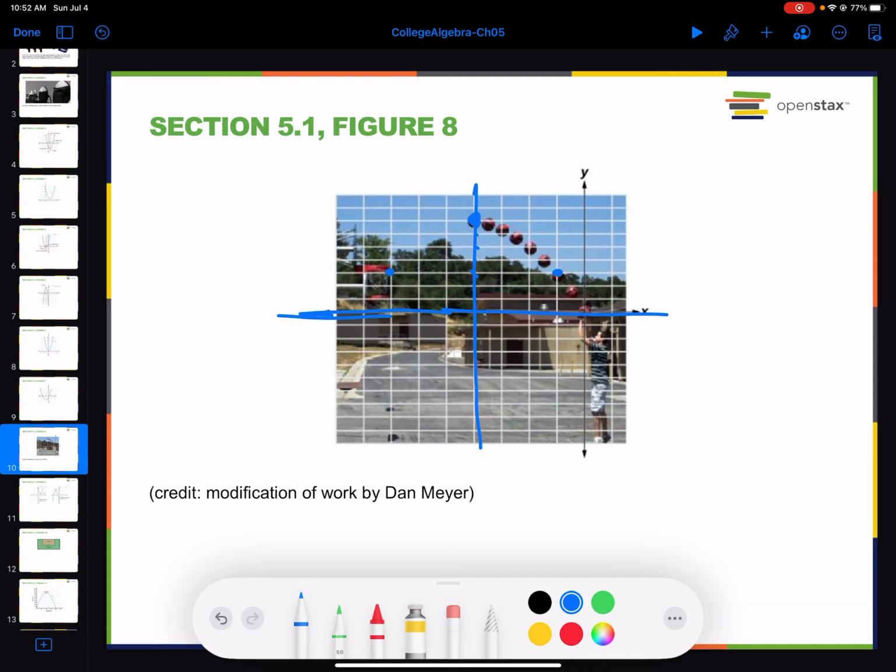So the question was whether or not you're going to make the basket. I would say no. It looks like you're going to hit the rim. But this is an example of parabolas in real life.